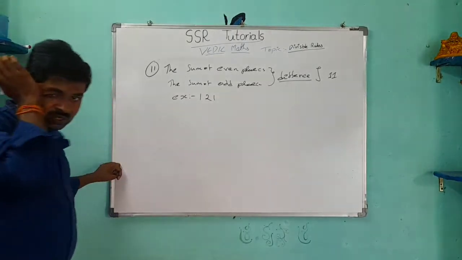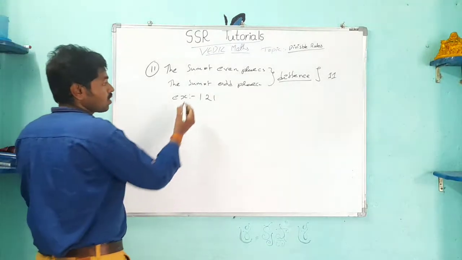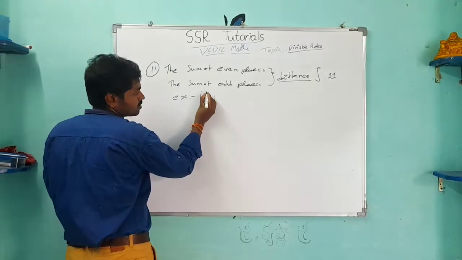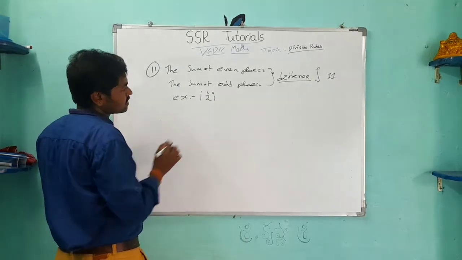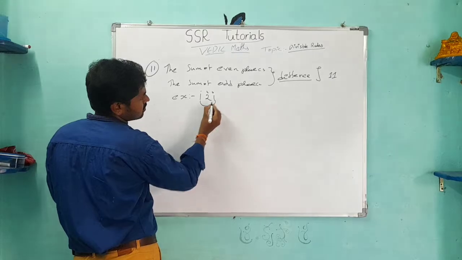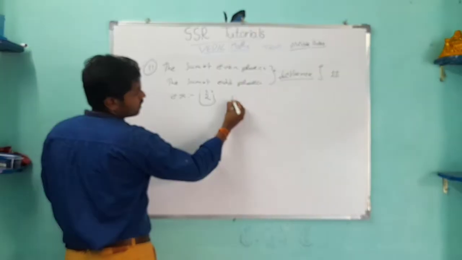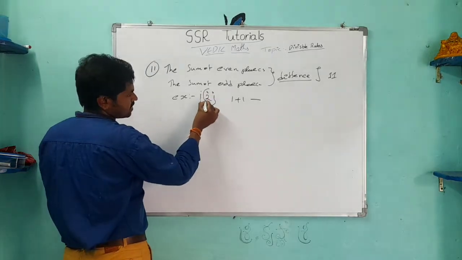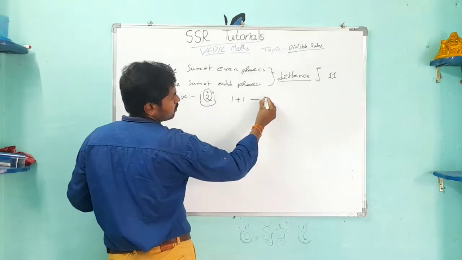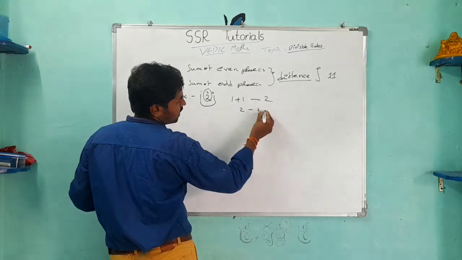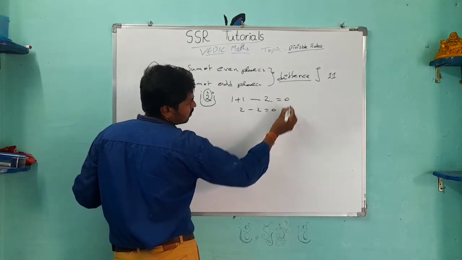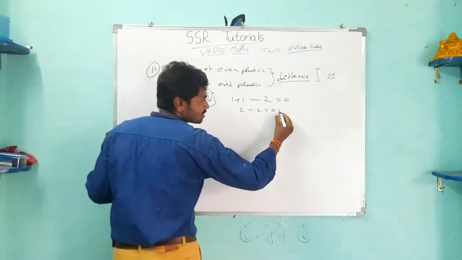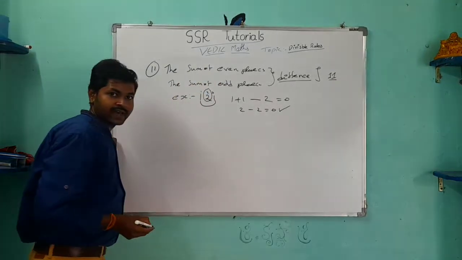121. Odd places, that means 1, 2, 3. What are the odd places? 1 and 3. That means 1 plus 1, minus the even digit, 2. 1 plus 1 is 2, minus 2 is equal to, what is that? 0. The total number is divisible by 11.